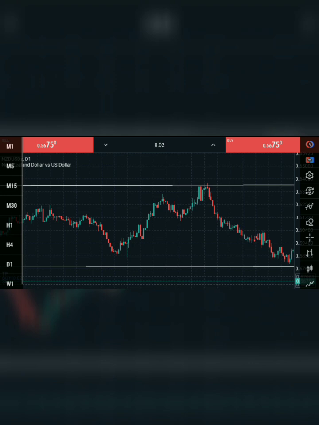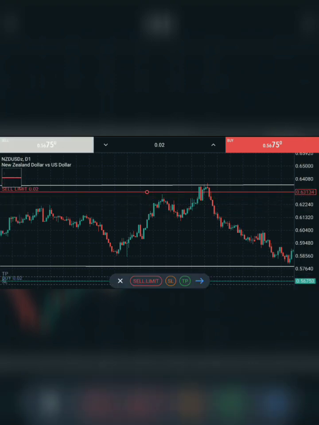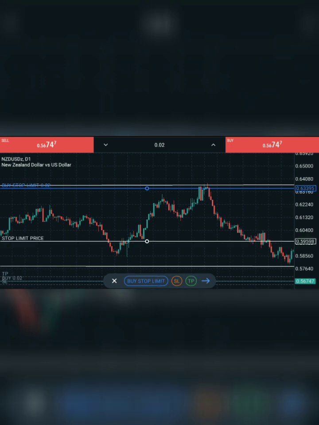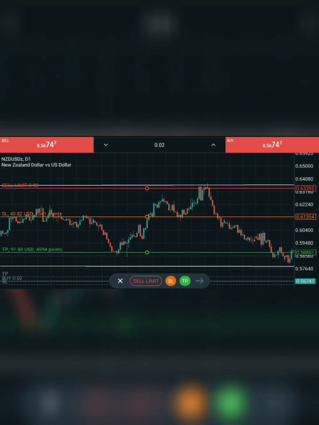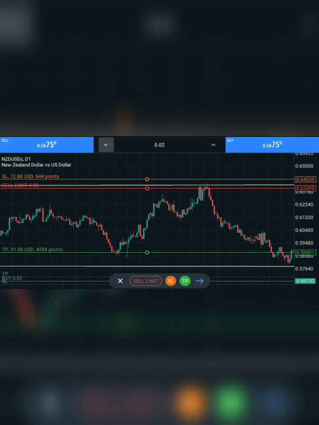Select your lot size, and you place your sell order right here. Let's change it to sell limit, since it's above the price. You place your sell limit right here, and your take profit will be about this point right now. Let's say you set a stop loss according to your account balance. You can also reduce the lot size to see how much you can reach.